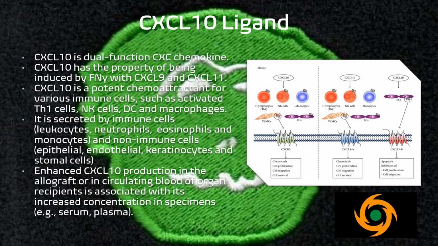Here is an illustration to highlight the varying activities around CXCL10, where there is a link with CXCR3, and also where CXCL10, again in a murine laboratory model, highlights where T helper cell type 1, natural killer cells, and monocytes are involved.